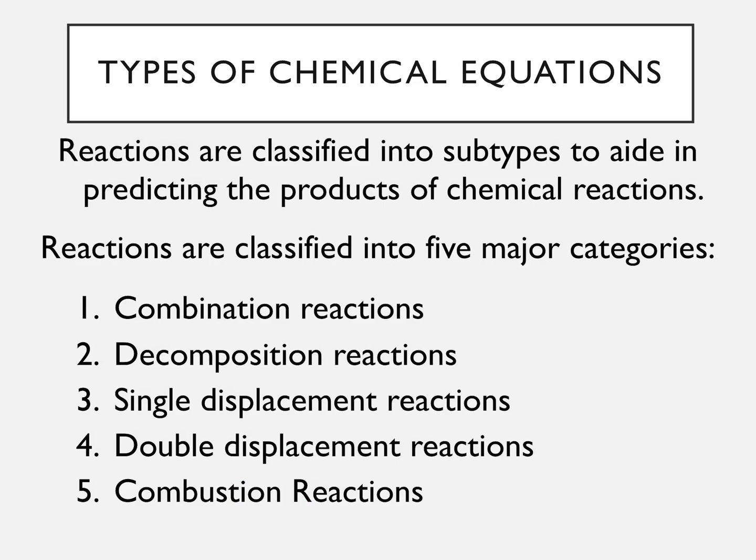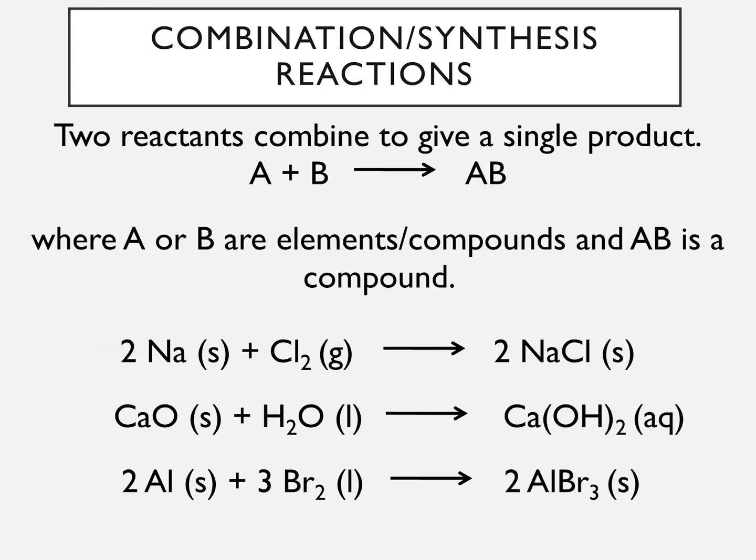So we have 5 types of chemical reactions. The first one is a combination reaction. It's also sometimes called a synthesis reaction. We also have decomposition reactions, single and double displacement reactions, and sometimes you'll see this written as single and double replacement reactions. That means the same thing. And then combustion reactions, which we talked about a little bit in an earlier lecture. So I'm going to go over all of these.